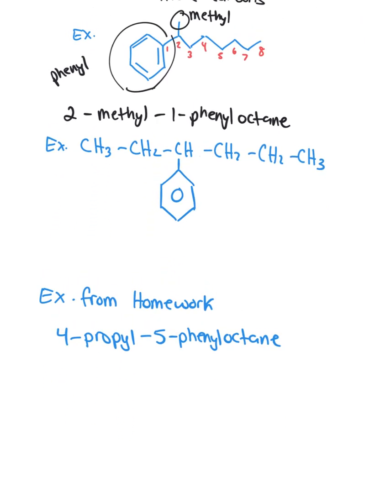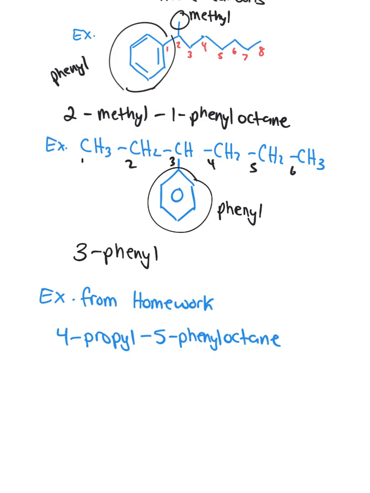For the second example, I have 1, 2, 3, 4, 5, 6 carbons. Remember, you could label it in the other direction, but we want the lowest numbering system. So this gives us our phenyl group on carbon number 3 instead, and that's lower, so we label from the left in this case. So we indicate where our phenyl group is on the parent chain, and then we give the name of the parent chain, which is hexane.